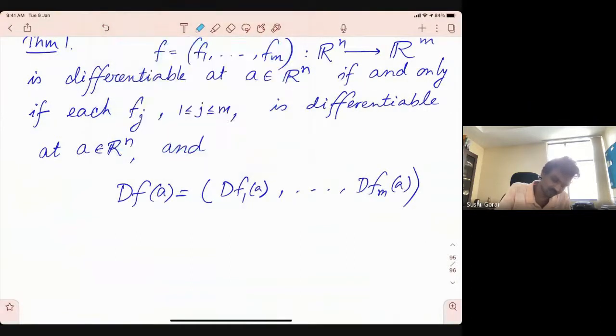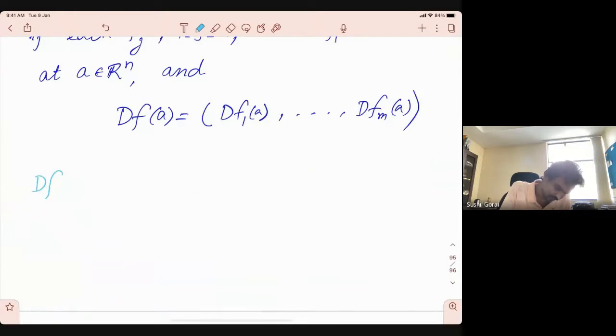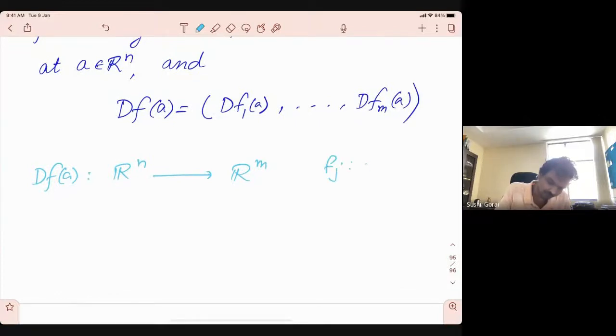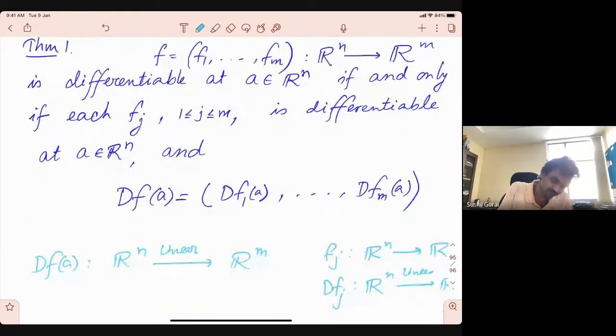So let me explain a little bit. So what is dfa? dfa is a linear map from Rn to Rm, right? And since f was a map from Rn to Rm, fj is a map from Rn to R. So dfj is a linear map from Rn to R, right? Now the claim of this theorem 1 is that this linear transformation from Rn to Rm is related by this. Each component you have one linear transformation. Now first question is, given a linear transformation from Rn to Rm, can you write this linear transformation in terms of this one?